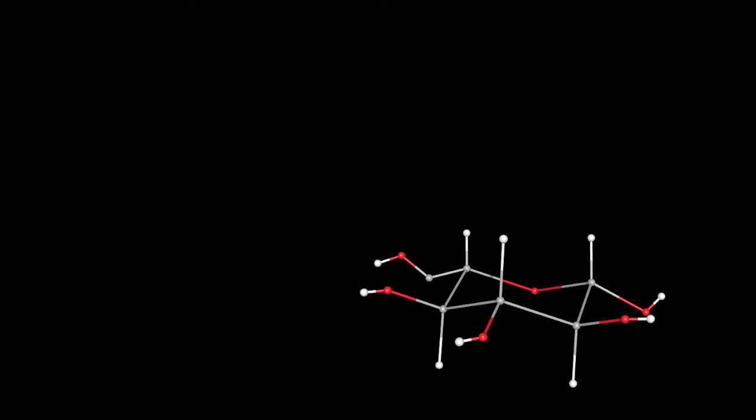The only thing you have to know about these models is that these gray balls right here are carbons. The manufacturer has decided to make the background black, so they had to choose a different color for the carbons, and they chose gray. But that's the only difference. Everything else is the same. Red is still oxygen, and white is still hydrogen.